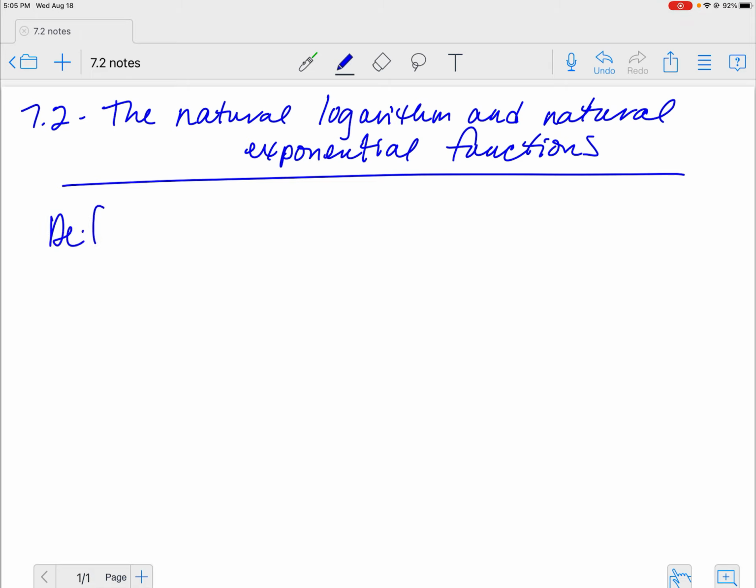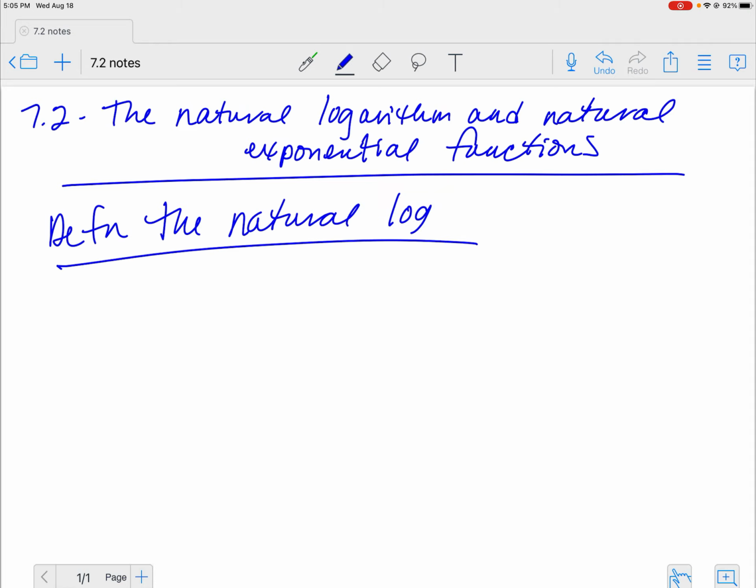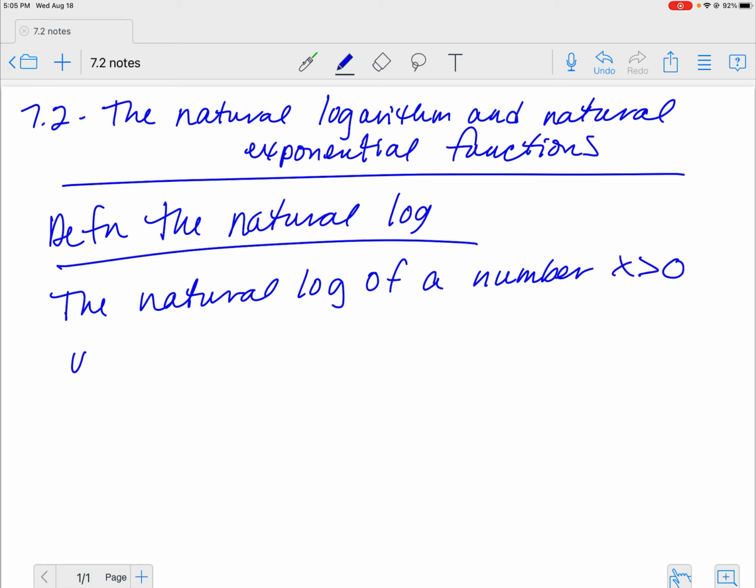So the first thing we're going to look at is the definition of the natural log. The natural log of a number x, where x is greater than 0, is: the natural log of x equals the integral from 1 to x of 1 over t dt. All right, so we're going to start off here with our basic definition of a natural log. Now hang on to this. I'm just going to put it down right now, and then we're going to make our connections associated with it.